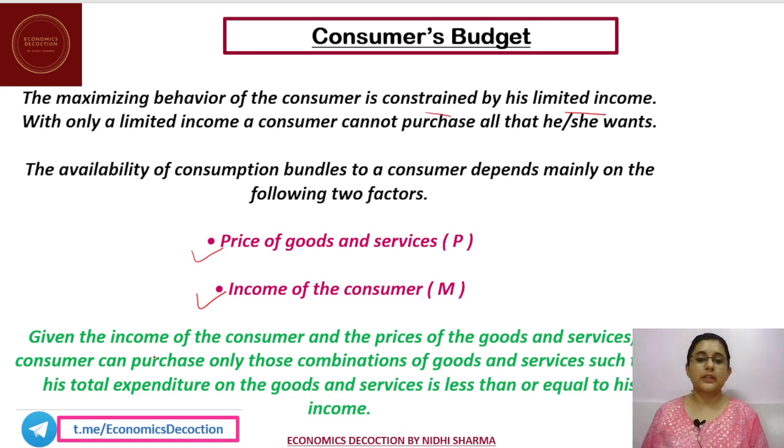Given the income of the consumer and the prices of the goods and services, a consumer can purchase only those combinations of goods and services such that his total expenditure on the goods and services is less than or equal to his income. So we can clearly understand that the total expenditure that a consumer can make on purchase of consumption bundles must be less than or equal to his total income. The total expenditure cannot exceed the total income of the consumer. Please keep this fact in mind.